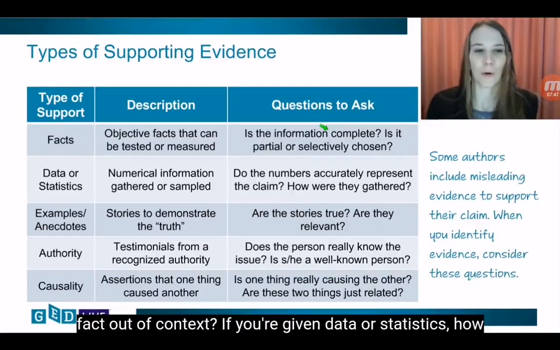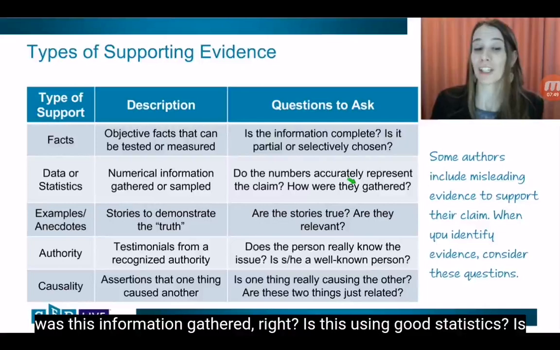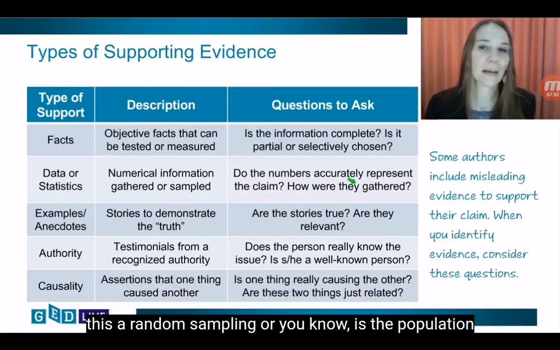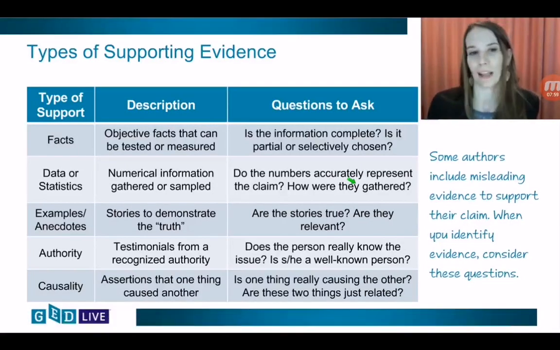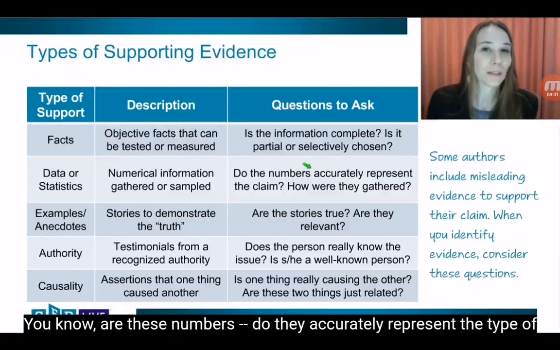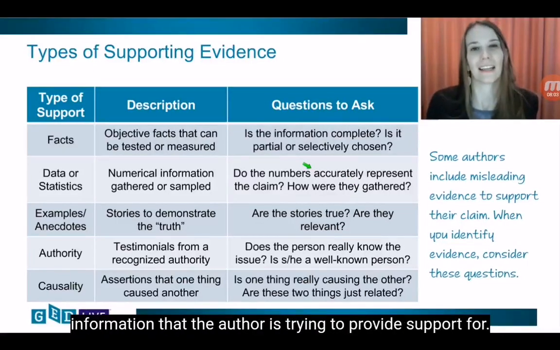If you're given data or statistics, how was this information gathered? Right? Is this using good statistics? Is this a random sampling? Or is the population that this data was coming from already biased to begin with? Do these numbers accurately represent the type of information that the author is trying to provide support for?